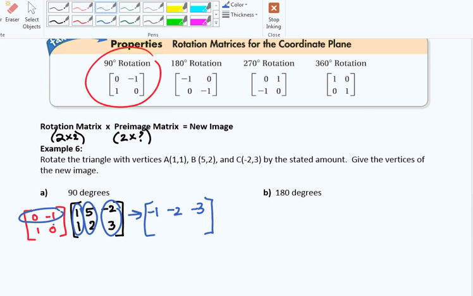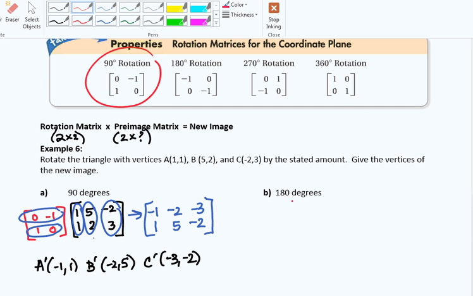Okay. I can go ahead and do row 2 times column 1. That would give me 1 times 1 and 0 times 1. That's just 1. Row 2 times column 2. That's 1 times 5 and 0 times 2. And then 1 times negative 2 and 0 times 3. So my new image has vertices at negative 1, 1 and negative 2, 5 and negative 3, negative 2.